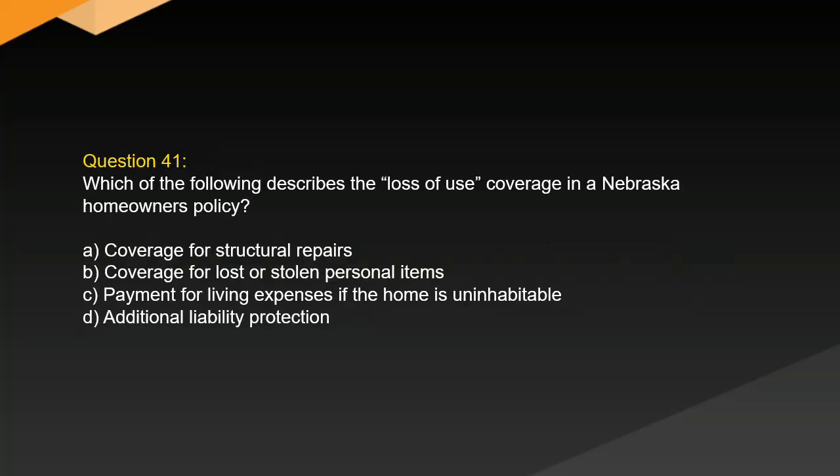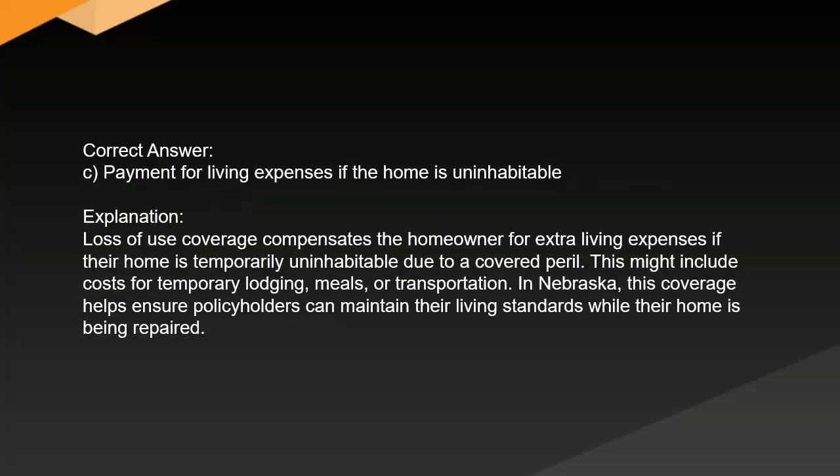Question 41. Which of the following describes the loss of use coverage in a Nebraska homeowner's policy? A. Coverage for structural repairs. B. Coverage for lost or stolen personal items. C. Payment for living expenses if the home is uninhabitable. D. Additional liability protection. Correct answer: C. Payment for living expenses if the home is uninhabitable.